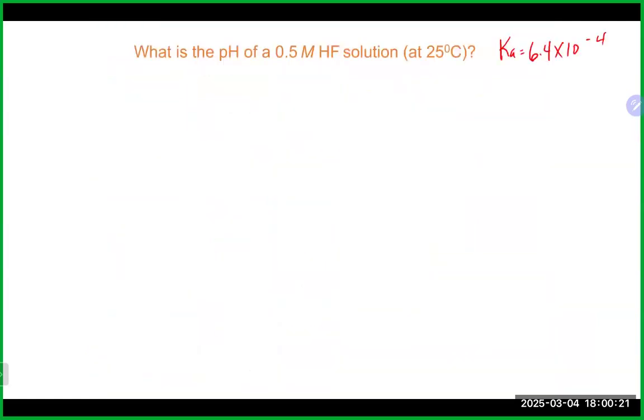All right, so let's take a look at this here. What is the pH of a 0.5 molar hydrofluoric acid solution? The Ka value we'll use for hydrofluoric acid is 6.4 times 10 to the minus 4. Why don't you give it a go? Again, approach it like a normal equilibrium problem.